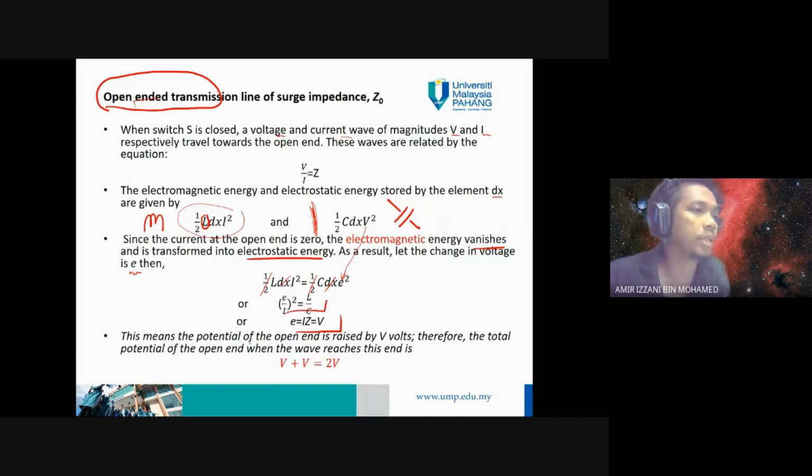This means the potential of the open end is raised by V volts. Therefore, the total potential of the open end when the wave reaches this open end becomes V plus V, so it becomes 2V. Originally it is this height, so 2V becomes double the height. That's for open-ended.